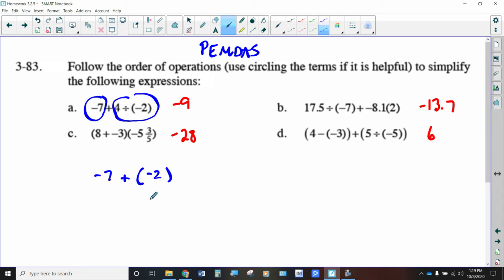Now, if you did PEMDAS, the order of operations, you would have had to do the division first anyway. So circling the terms really didn't do anything different than what you would have done if you had followed PEMDAS.